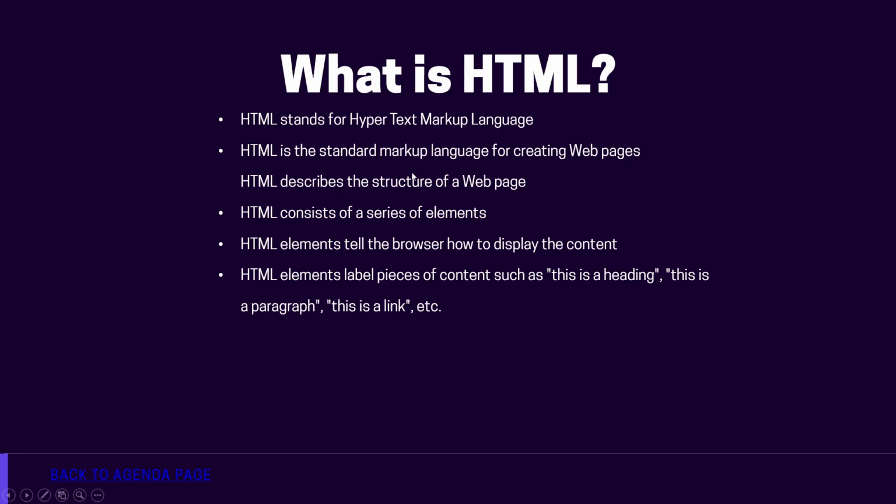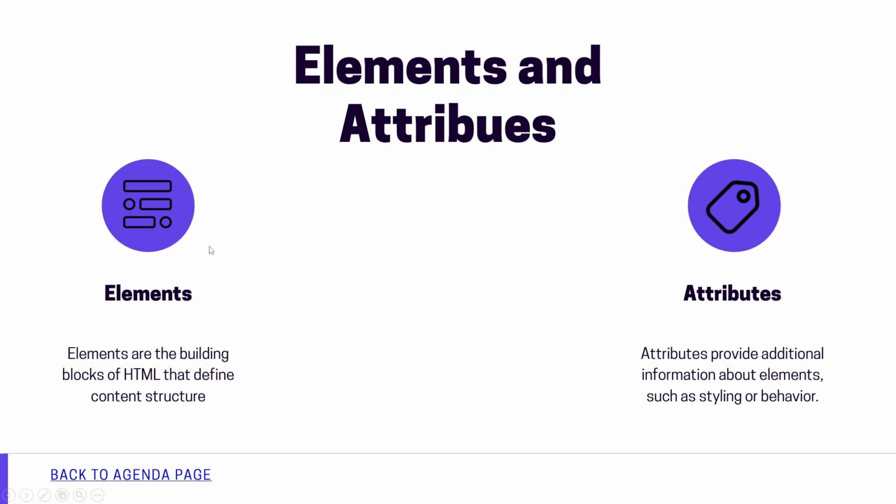Now HTML describes the structure of the web page, and HTML consists of a series of elements. I will talk about what an element is. Elements tell the browser how to display the content. And HTML elements label pieces of the content, such as this is a heading, this is a paragraph, and this is a link. So, talking about elements and attributes. Elements are the building blocks of HTML that define the content structure. Attributes provide additional information about the elements, such as styling behavior.